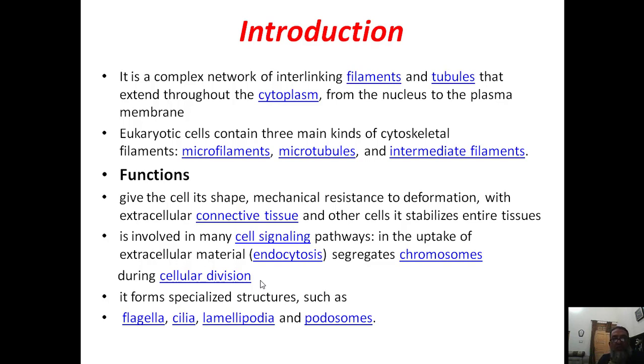The last function is that it forms specialized structures, especially in the epithelium. You see the flagella for movement, cilia also for movement, especially in the respiratory passages, lamellipodia and podosomes. These are the structures which are concerned with the anchoring filaments within the nucleus and the plasma membrane.